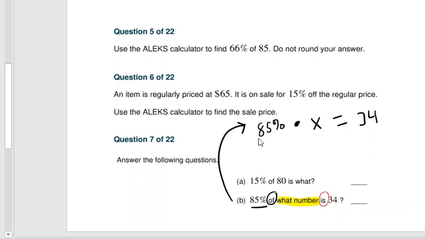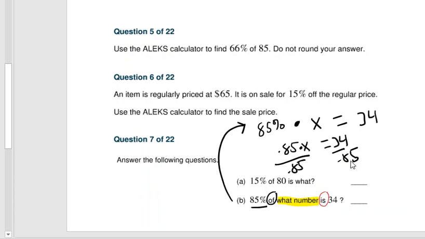Okay, now for this one, we're going to change the 85% to 0.85. So 0.85 times by x equals 34. Now to solve this equation, to get the x all by itself, this is 0.85 times by x. So we need to divide by 0.85 on both sides.